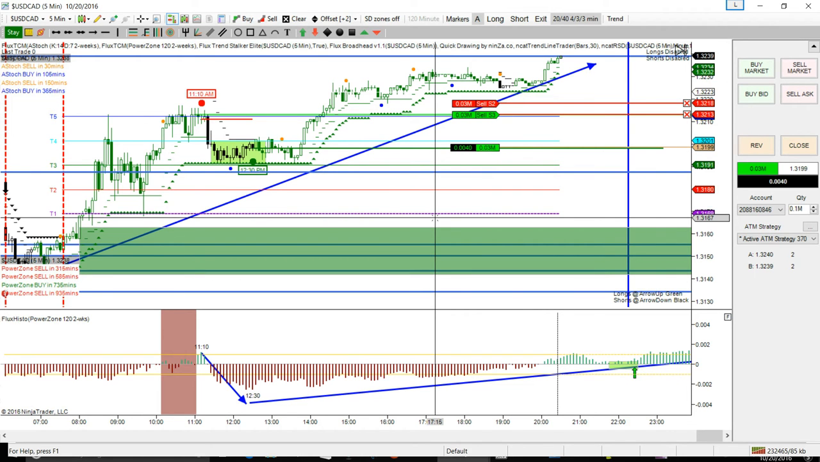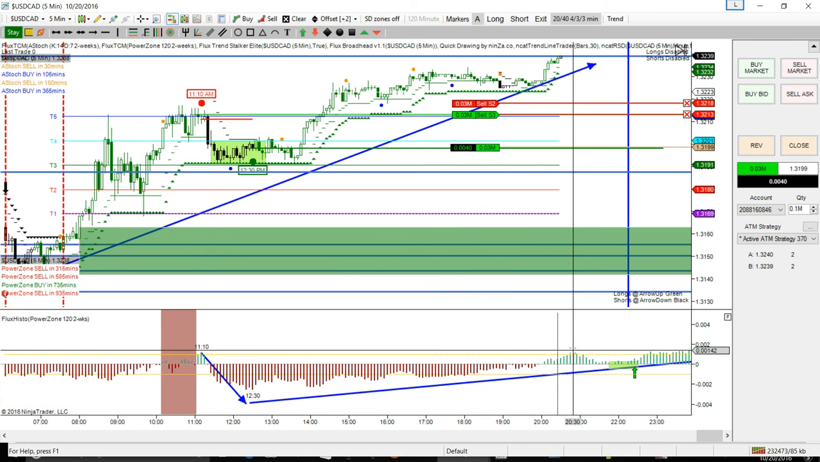This thing is on a serious delay for some reason. Okay, the 40 pip target is closed out. Now we only have the trailer left. And like I said, once we get up here, I'm going to close the other position manually.